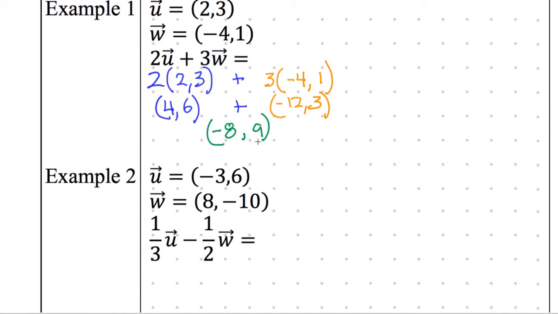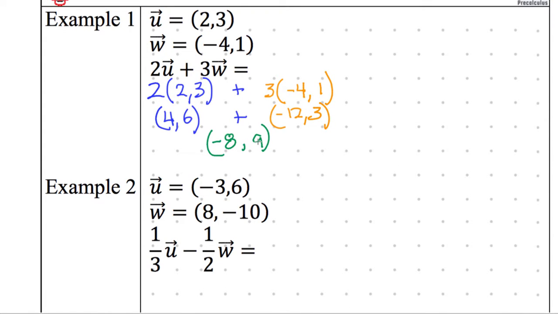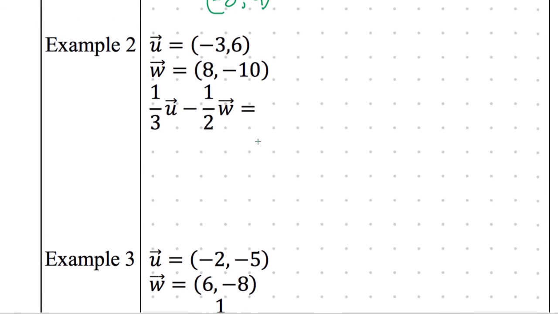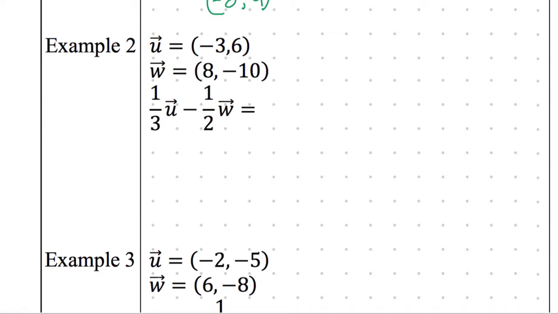All right. So far so good on example 1. You two tell me how to do example 2, and then you'll do example 3 on your own, and we'll be done with the notes. How do I do example 2? Just do the same thing as example 1. Okay, so tell me what to write. So it's 1 over 3 times <-3, 6>.